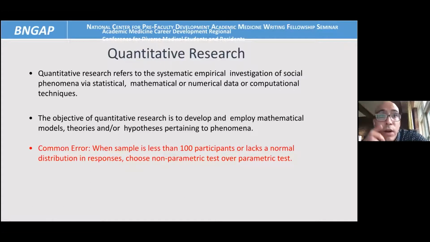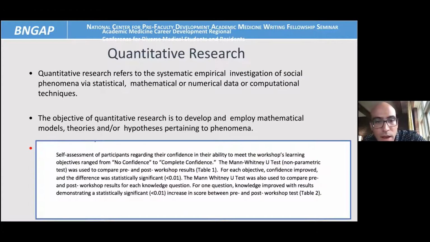In particular, for small samples, under 100 surveys, or those that might not fit a normal distribution, we use some non-parametric tests. Whereas if you have something that might follow a more normal distribution, or just have a very, very large data set, you might consider more traditional parametric tests.